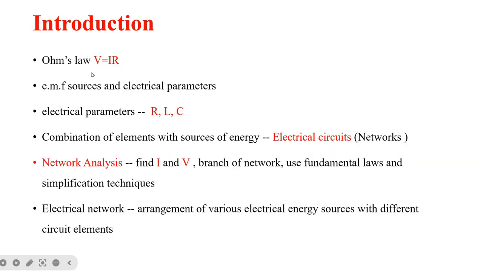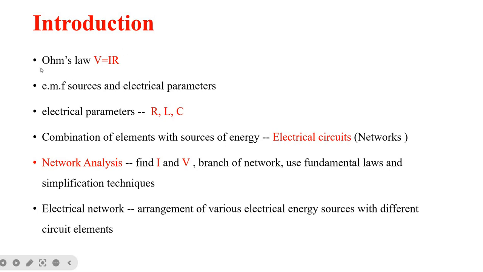So coming to the introduction, we know that Ohm's law is given by V is equal to I into R, where V is the voltage, I is the current and R is the resistance. And this Ohm's law can be successfully applied to simple circuits, but practically we don't have any simple circuits. We'll be having complicated circuits.